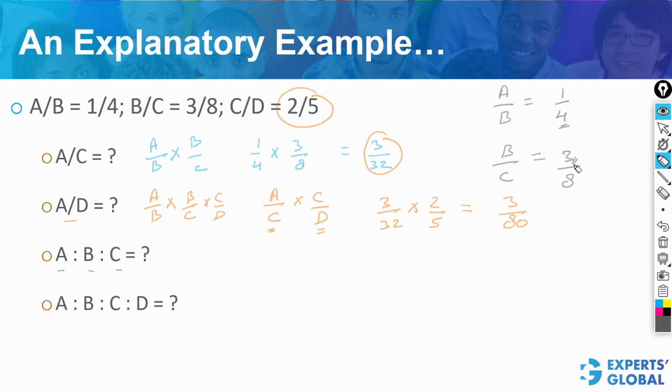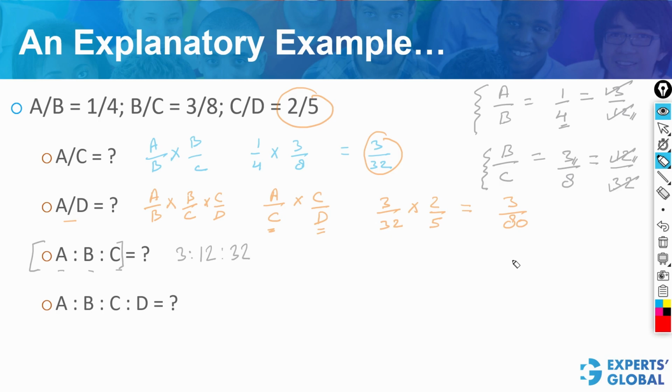To get the common ratio A to B to C, the value of B in the first equation and the second equation must be the same. So if we write 1 by 4 as 3 by 12 and 3 by 8 as 12 by 32, you see the value of B in the first equation is 12 and in the second equation also it is 12. Therefore, A to B to C becomes 3 to 12 to 32. So the answer is 3 to 12 to 32.